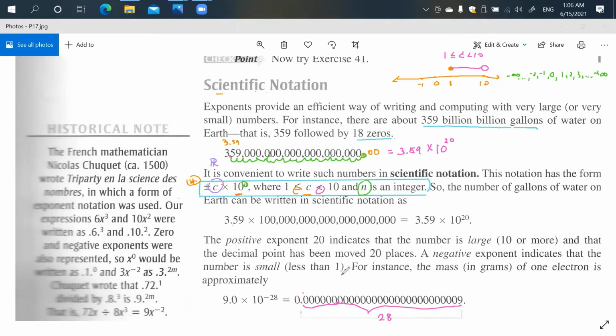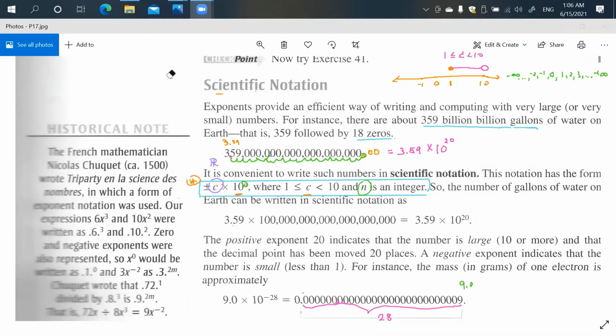In this case, this is a very long number, a total of 28 digits. So we want to write it in scientific notation. How are we going to do it? We have to keep moving until we get 9.0, correct? Because 9 is still within this definition. So we have to try to get 9.0.